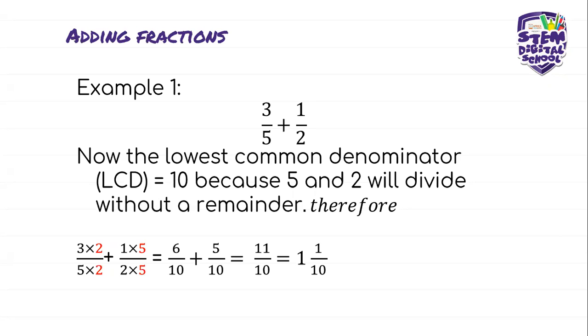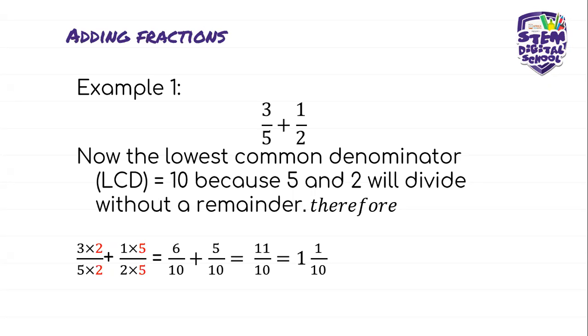How do we know this? Because 5 can go into 10 without a remainder, and 2 can also go into 10 without a remainder as well. So that is how we know that the two numbers 5 and 2 can go into 10, and therefore 10 is the lowest common denominator.